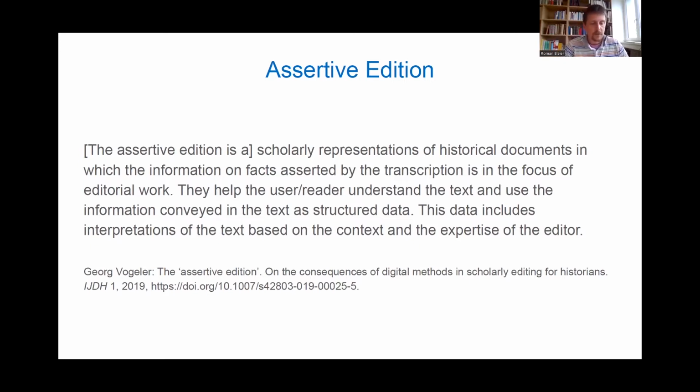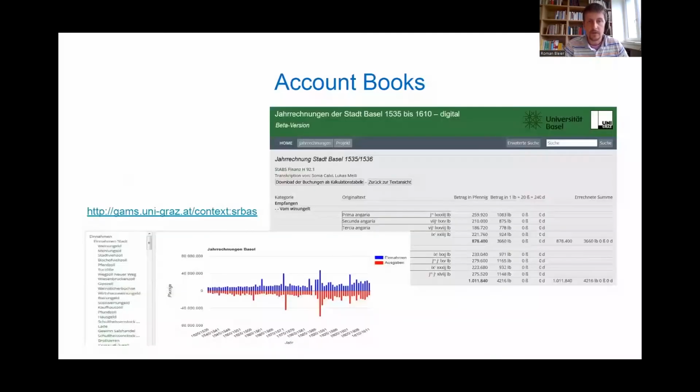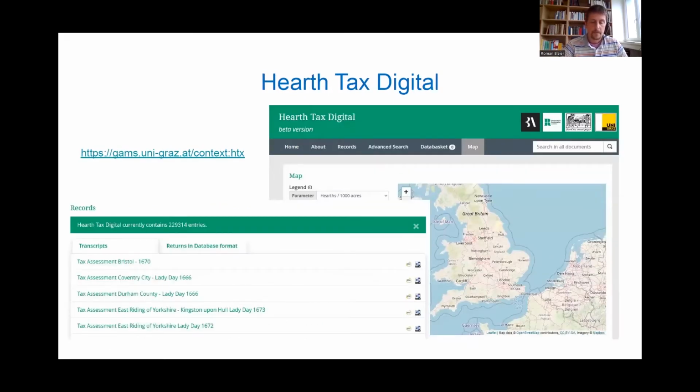At the University of Graz, we realized several editions using this approach. For example, the edition of the account books of the town of Basel uses the so-called bookkeeping ontology to extract information about transactions from early modern account books. Or the project Hearth Tax Digital uses an ontology to extract taxation information from historical records.